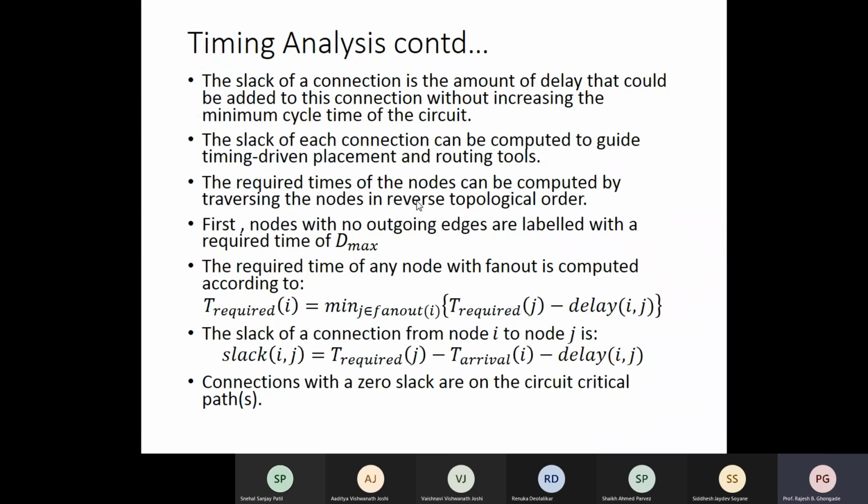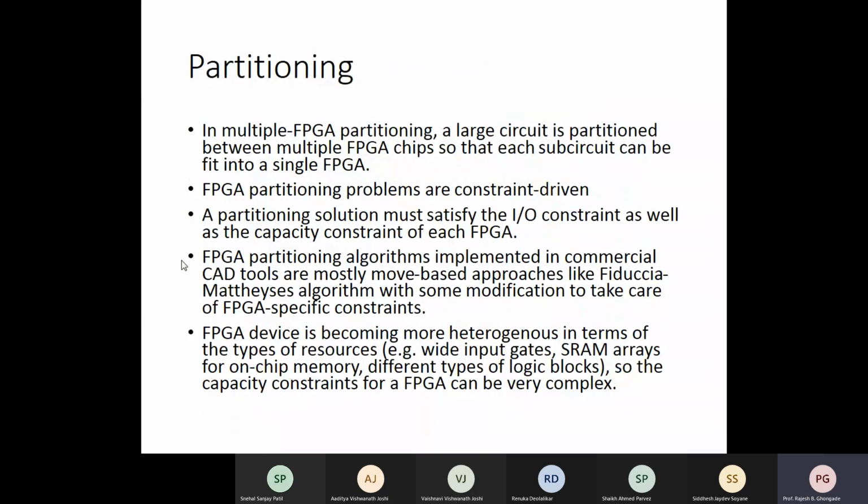The required times of the nodes can be computed by traversing the nodes in reverse topological order. First, nodes with no outgoing edges are labeled with required time of Dmax, which we have already calculated in the previous step. The required time of any node with fan out is computed according to this equation. T required is the minimum, over j belonging to all the fan out connections, of T required of j minus the delay. And the slack can be calculated simply as T required minus T arrival minus delay. Connections with a zero slack are on the circuit critical path. So this is basically how you estimate the various timing parameters.